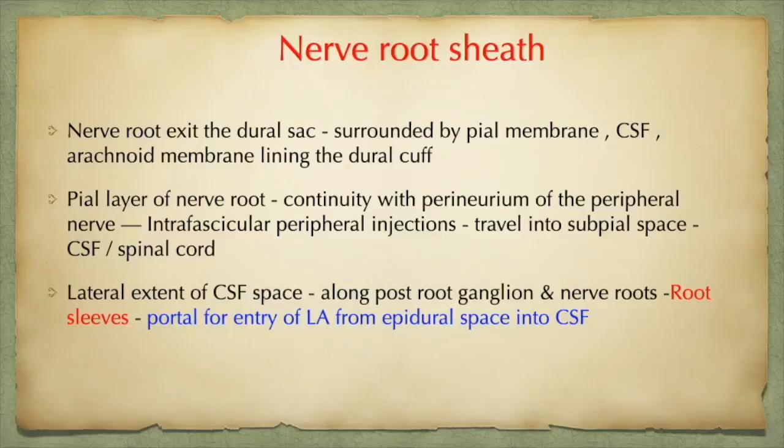Coming to the lateral extent of the CSF space, it extends along the posterior root ganglia and the nerve roots. There are root sleeves in the dura which act as a portal for entry of local anesthetic from the epidural space into the CSF.